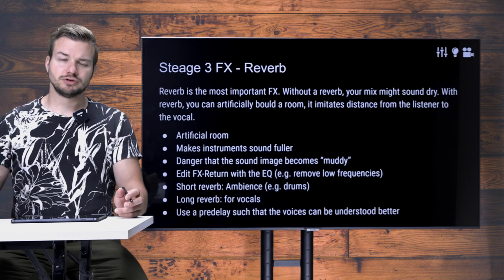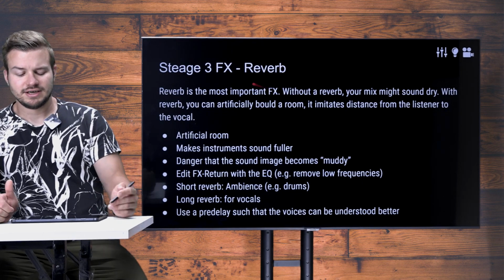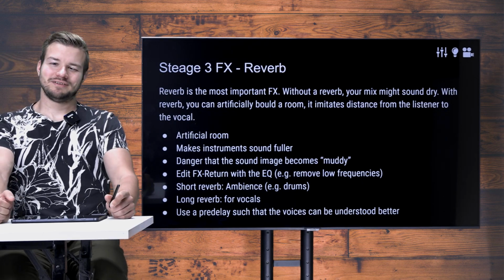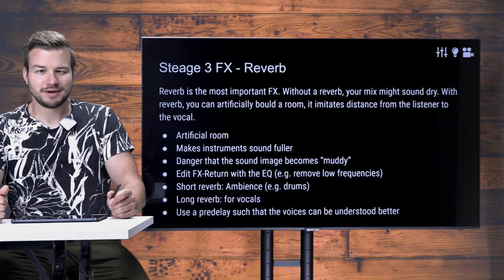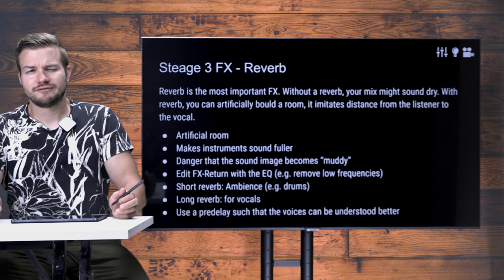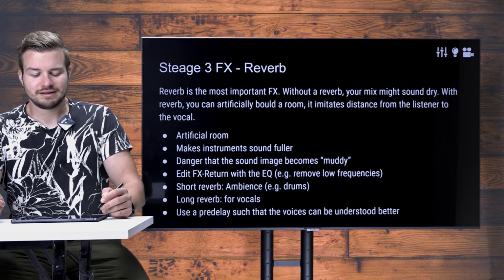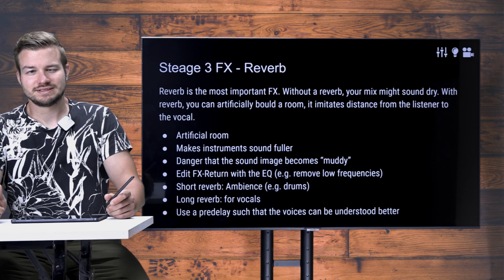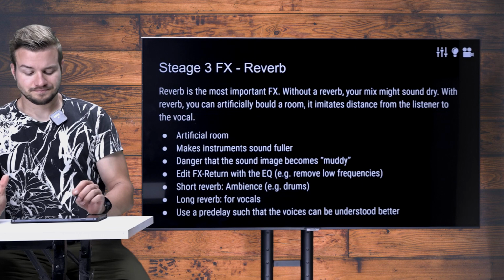That was stage number 2. We now transfer to stage number 3, which is effects. There is a ton of effects available on the market. Here I talk about two: reverb and delay. These are the effects I use the most. I will also mention a third one at the end, but reverb and delay are definitely the effects you will use the most as a sound engineer.